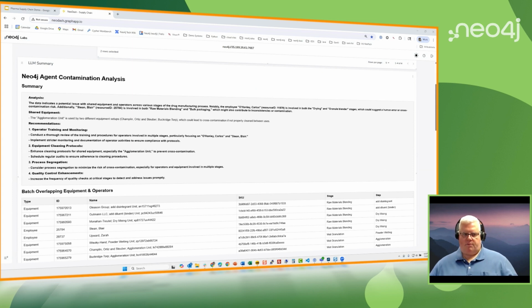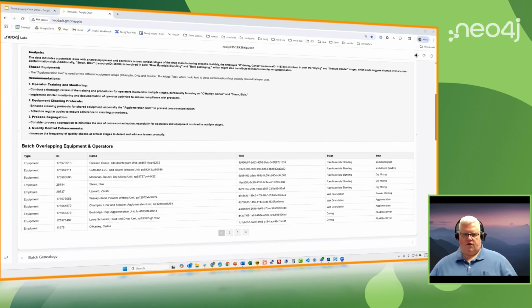In this case, we can see right off the bat, it points out that there's a couple of employees that are involved in multiple processes, as well as the fact that there's one piece of shared equipment. And so, it quickly says, hey, there might be some training issues with these 2 people, or there might be a cross-contamination, and that there's some shared equipment. It'd be difficult just looking at this table to notice that.